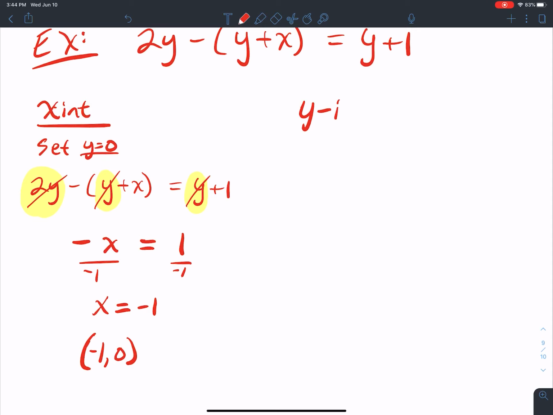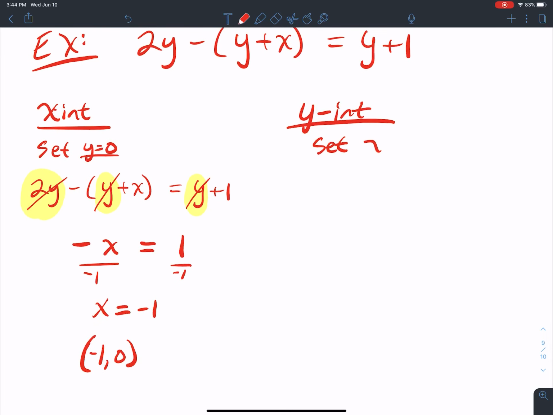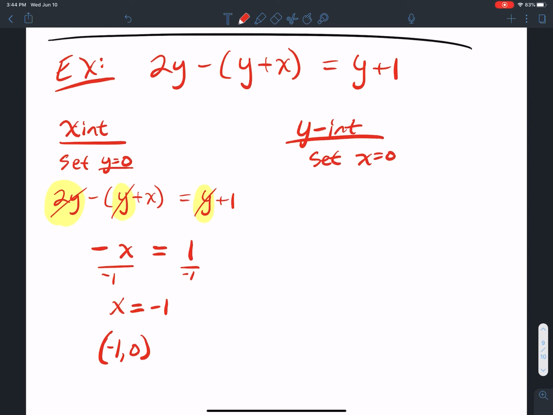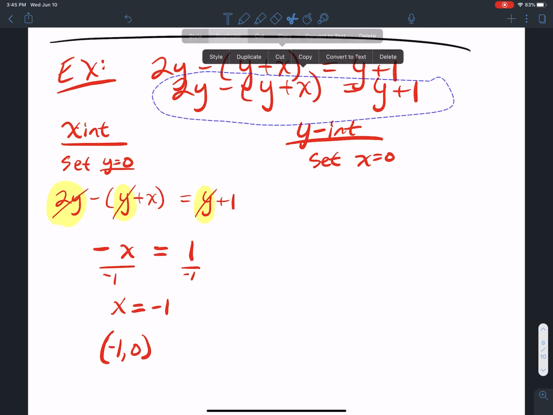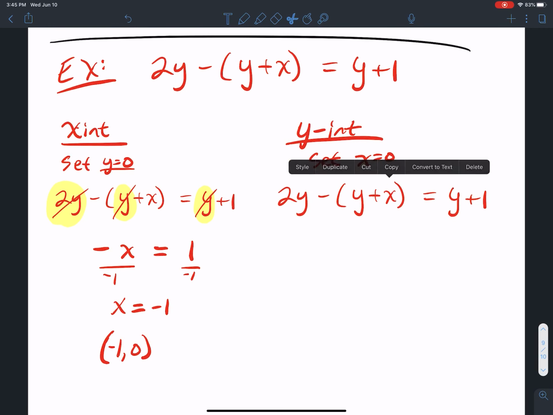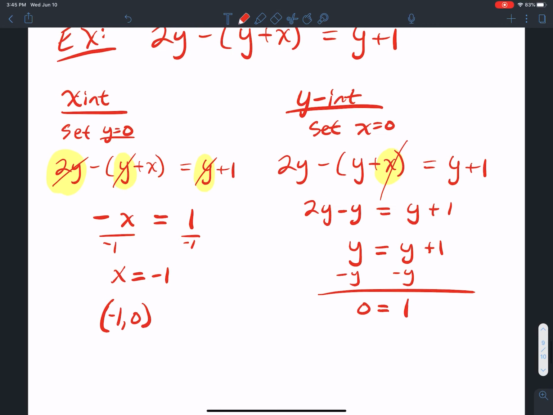What about the y-intercept? I set x equal to 0. If I set x equal to 0, everything with an x in it goes away. So this x goes away, and I have 2y minus y equals y plus 1. 2y minus y is y, so y equals y plus 1. If I subtract y, I get 0 equals 1. That's a contradiction again.